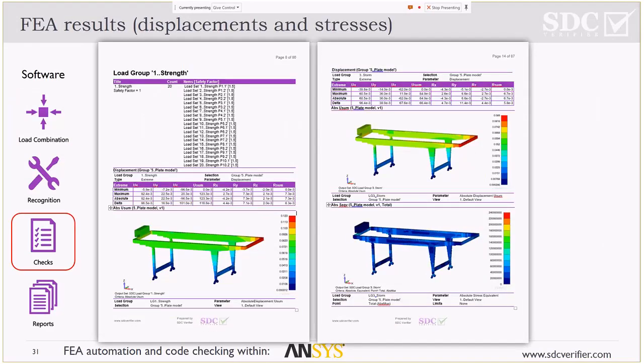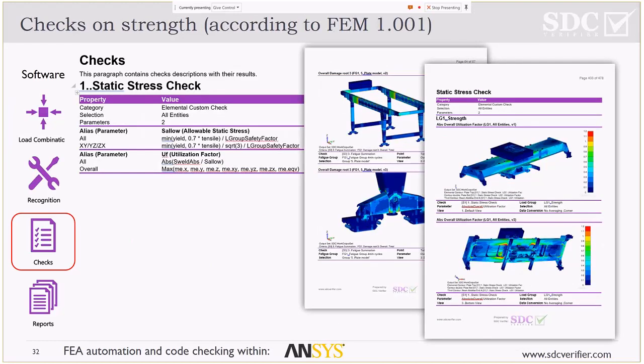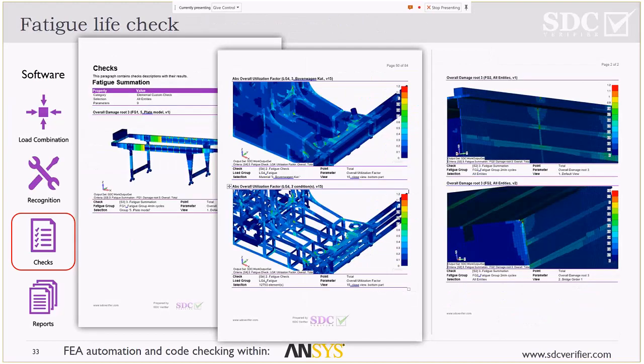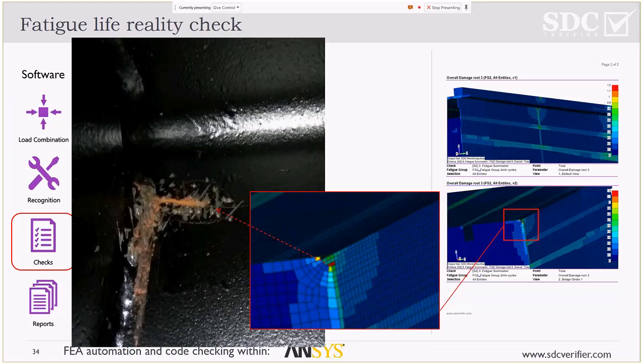In reporting, you can get stresses and displacements, of course. You can do static checks, you can do the fatigue checks, and if you go more in detail, you will see that you find here a very small overshoot, in a very small location, but a very high overshoot in the fatigue utilization factor. And when we did this inspection, we found cracks of 3-4 centimeters, so 1.5 inch, actually at the spot that we calculated.